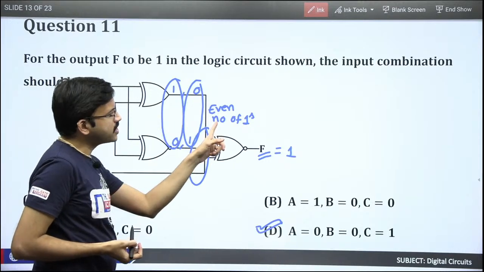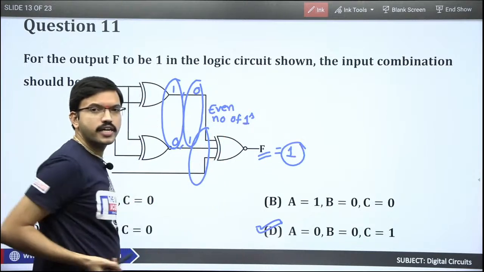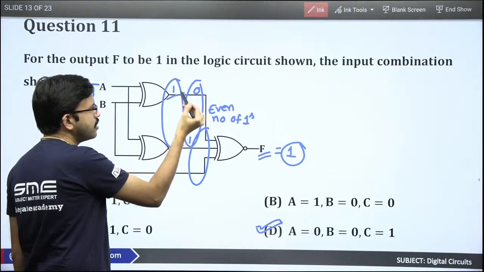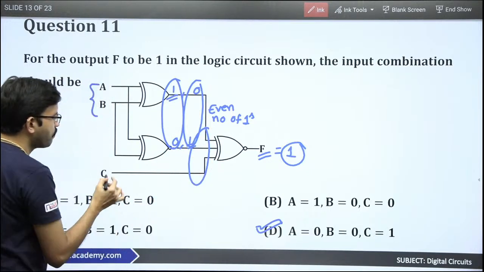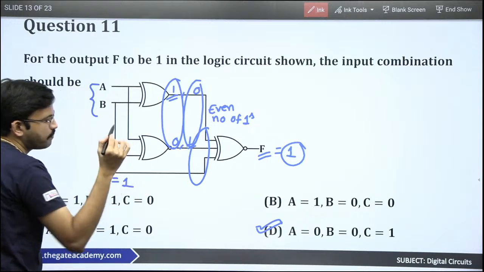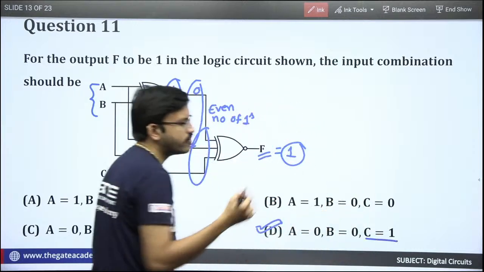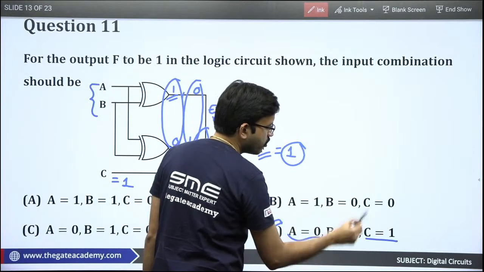But what is the condition here? If you are having an even number of ones, then only you will get output as 1. Here, either at this place or that place, we are getting a single 1. So in order to make the number of ones even, we have to make C value as 1. If you look at all the 4 choices, only one option has C value 1. So obviously this option will be correct.